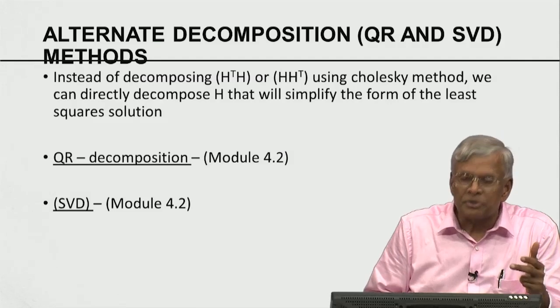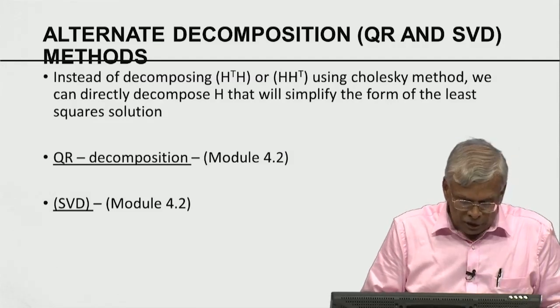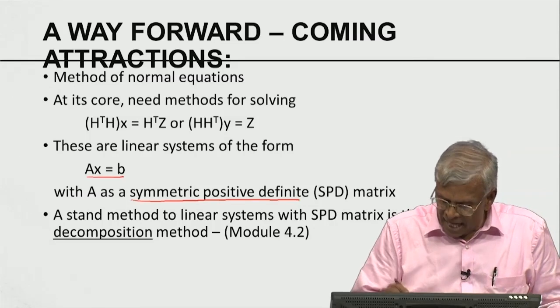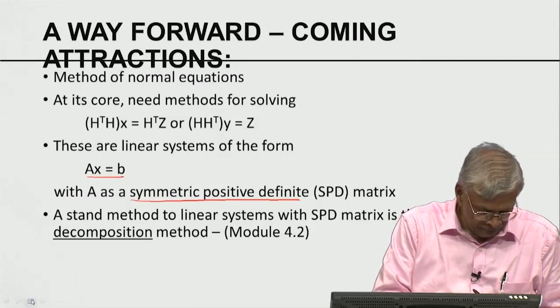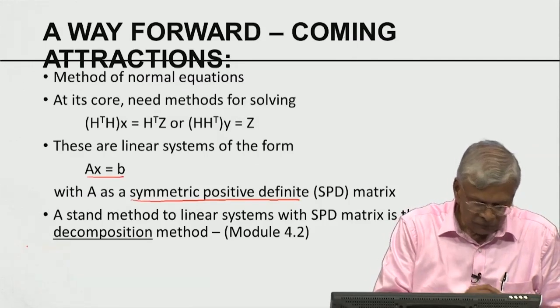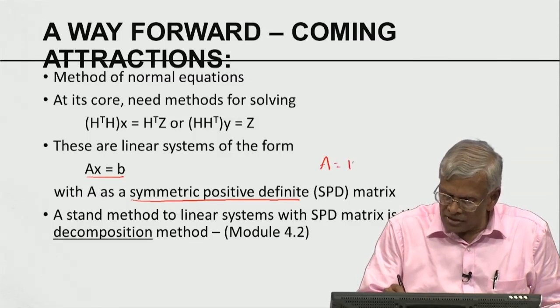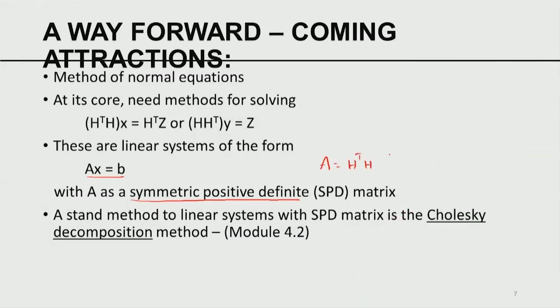So, in the Cholesky decomposition, what is it that you first need to do? You need to be able to compute the matrix A. A in general is given by H transpose H or H H transpose. So in using the Cholesky method for solving this, we first have to multiply H transpose with H, or H with H transpose, to obtain A, and then we need to do a decomposition method. We will see some of the details in module 4.2.